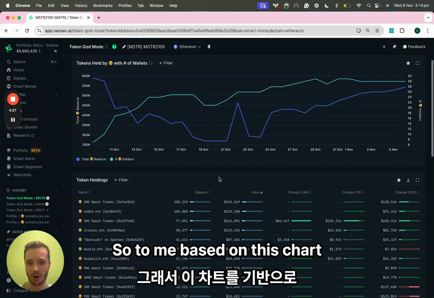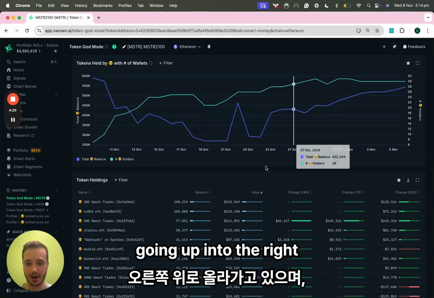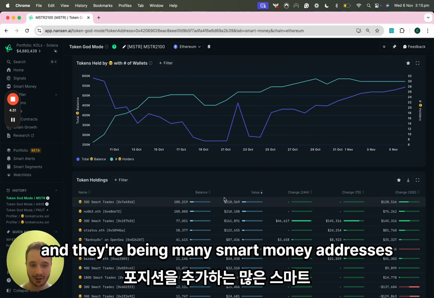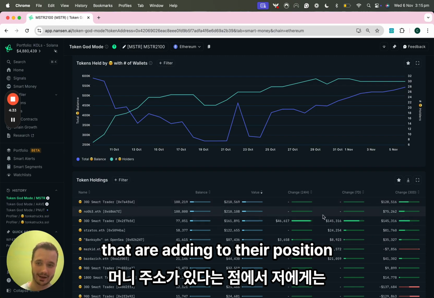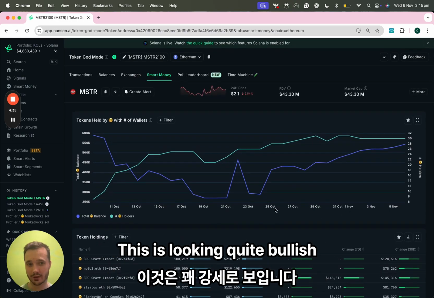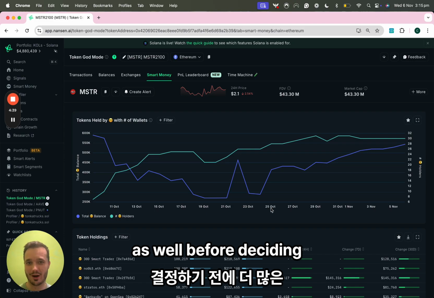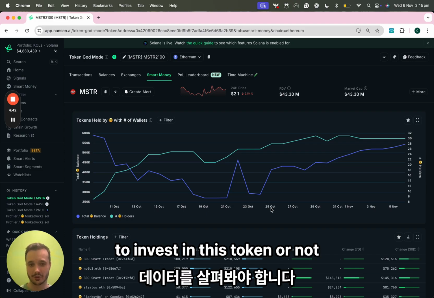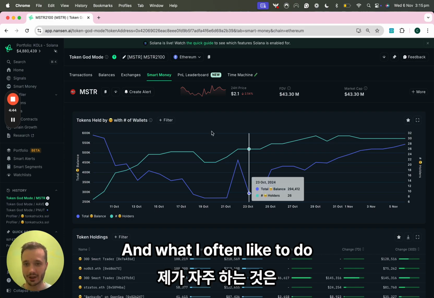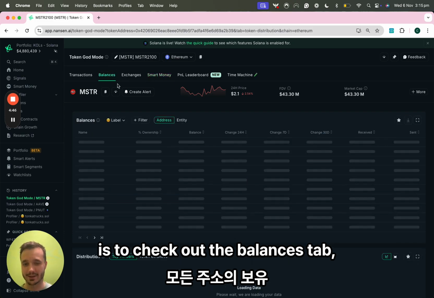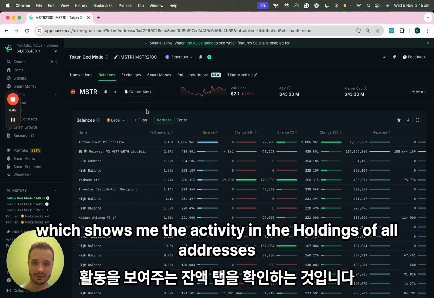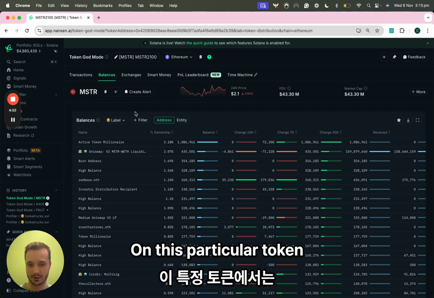So to me, based on this chart going up and to the right, and there being many smart money addresses that are adding to their position, this is looking quite bullish. However, I should look at more data as well before deciding to invest in this token or not. And what I often like to do is to check out the Balances tab, which shows me the activity and the holdings of all addresses on this particular token.